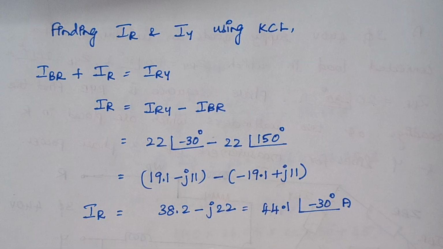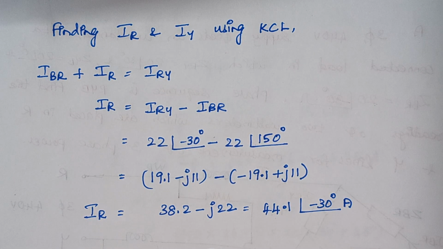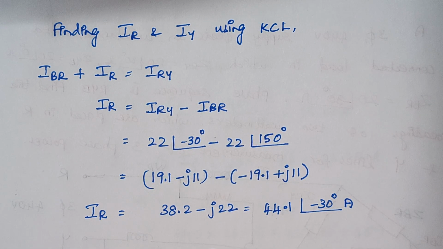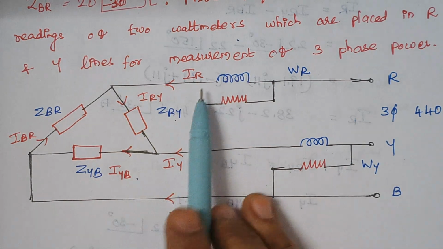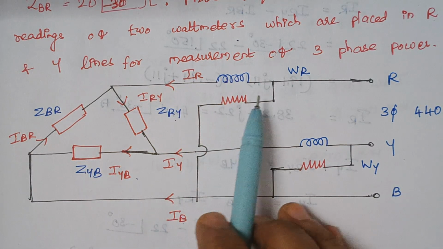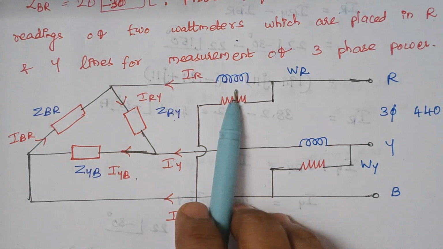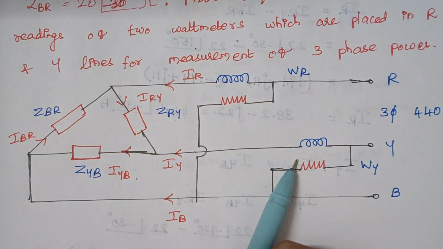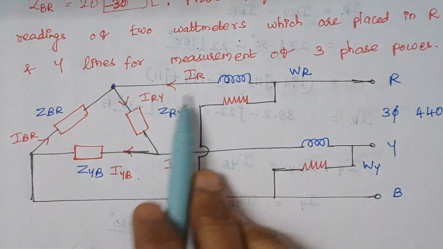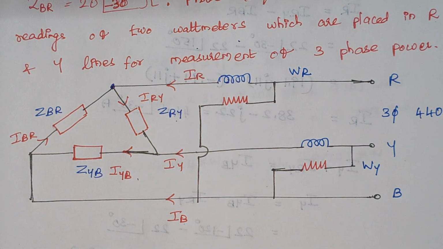The next step is to calculate the values of I_R and I_Y. Looking back at the diagram, we have to calculate I_R and I_Y because only in these two lines do we have wattmeters connected. So we apply KCL, considering this junction. How do we apply KCL? The sum of currents flowing towards the junction is equal to the sum of currents flowing away from it.